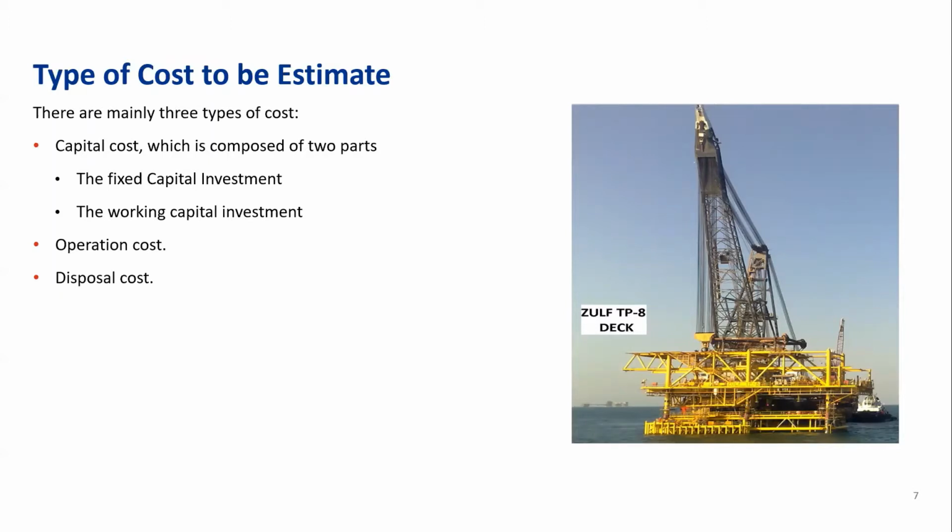Operation cost differs from capital cost mainly in that operation cost must be paid frequently, in contrast with the capital cost, which involves a one-time payment. The disposal cost is required for disposing of the project, and I mean disposing of the project's content at the end of its useful life.